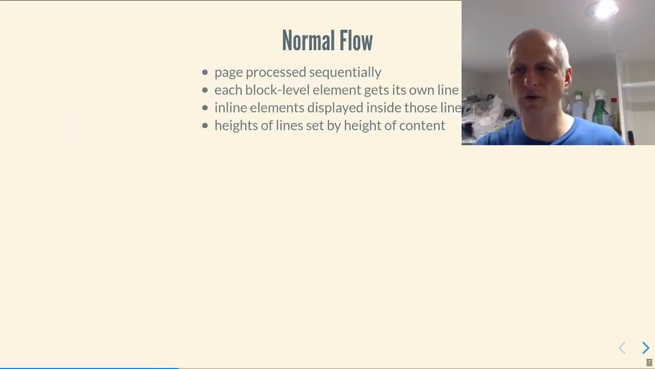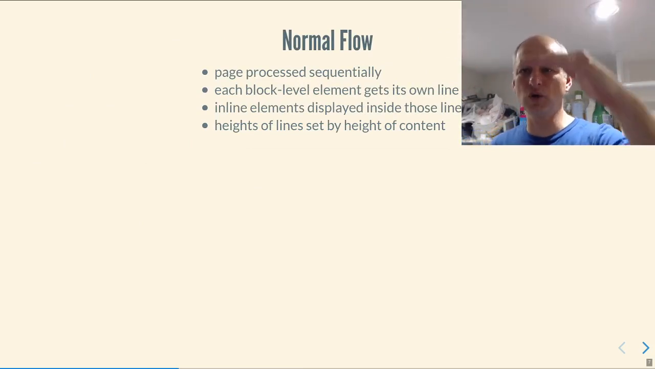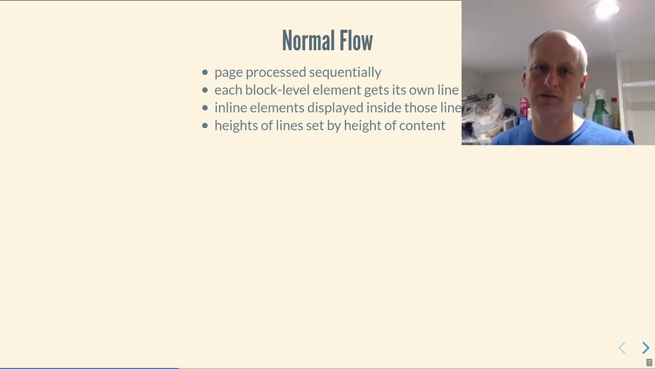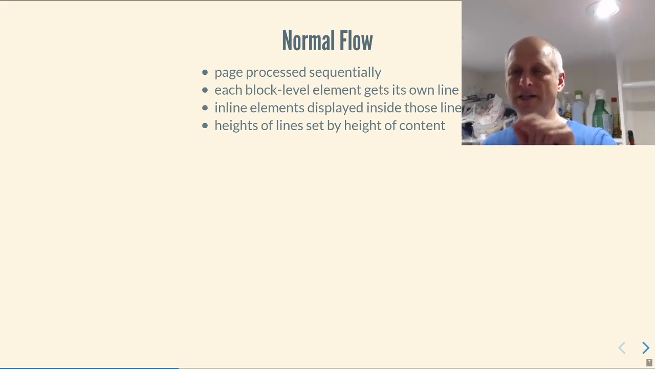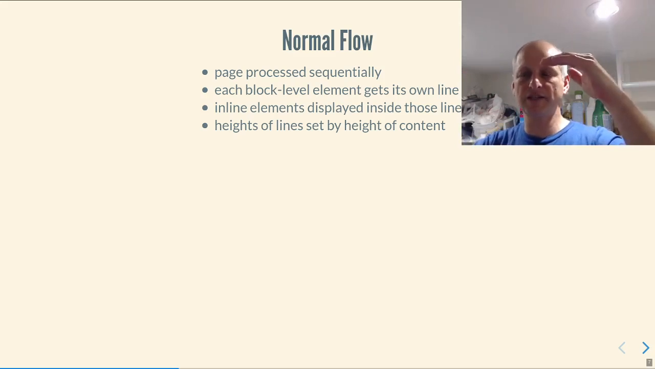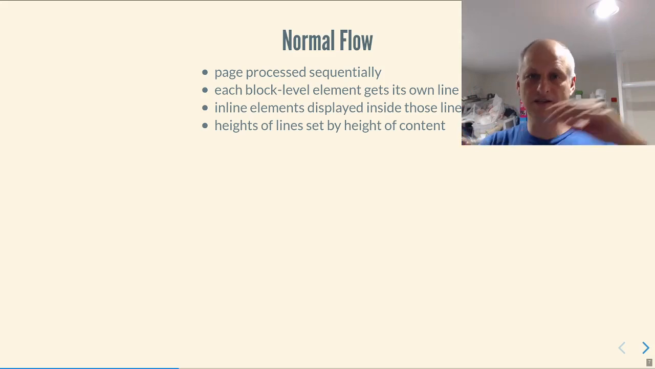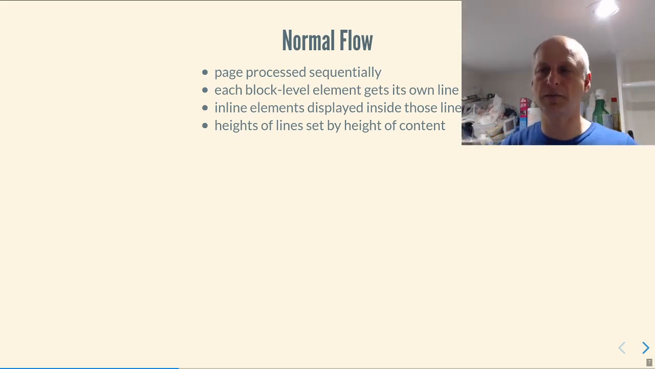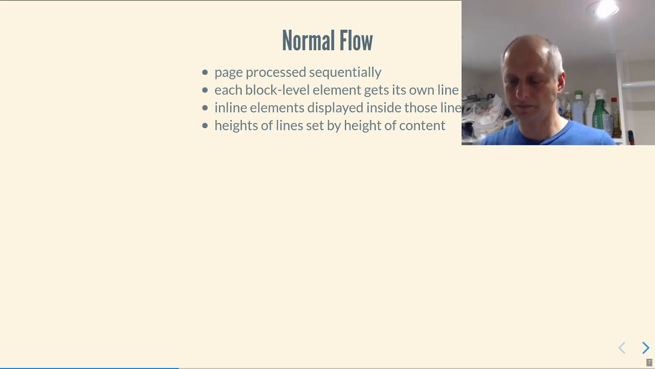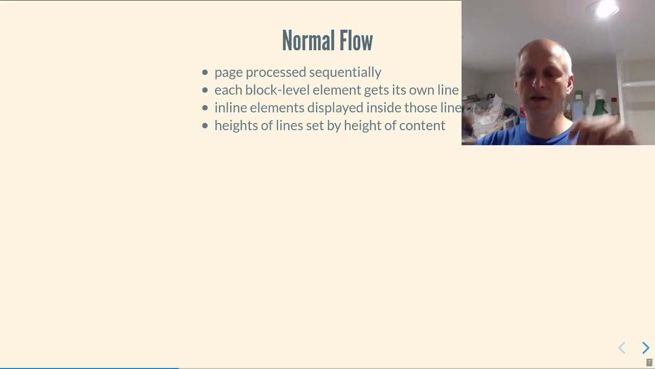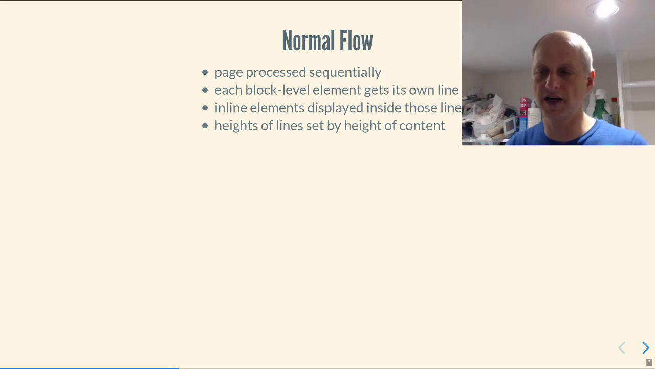In the normal flow of HTML, the browser goes through the tree of elements, what's called the DOM, the Document Object Model, and processes them one at a time. Each block level element gets its own line, and then the elements inside that get their own space, and then we go on to the next sibling of that first block level element, and so forth. The inline elements are displayed inside the lines in a block level element, and the heights of the lines are set by the height of the content. And that's how things would normally go.